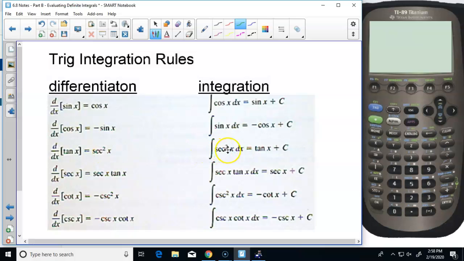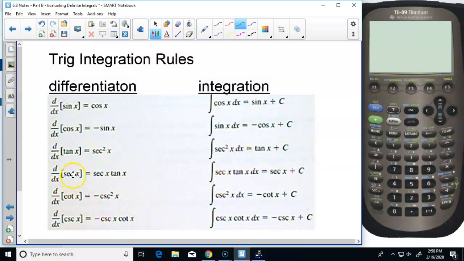But you really kind of already know most of these because you know the derivative rules, hopefully, anyway. So if you know the derivative rules, the integral rules are just the opposite of them. So if you know that the derivative of tangent is secant squared, well, the integral of secant squared is tangent.